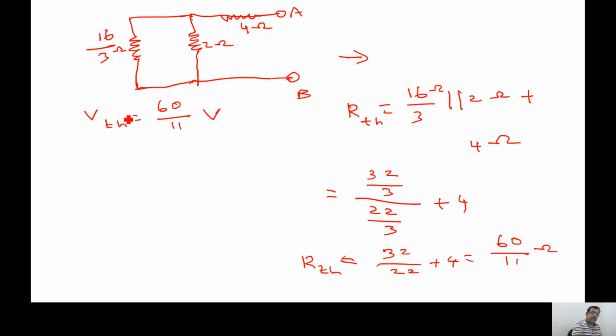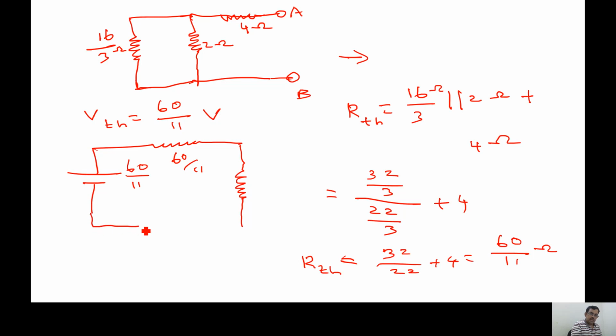So it will be simply 60 by 11, and then the RTH, which is the 60 by 11, and here this is my current. Here the same current flows through. Here it will be 8 ohm. Okay, this is 8 ohm. So what will be the current through the 8 ohm?